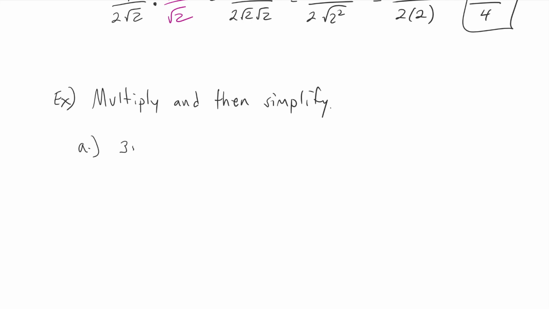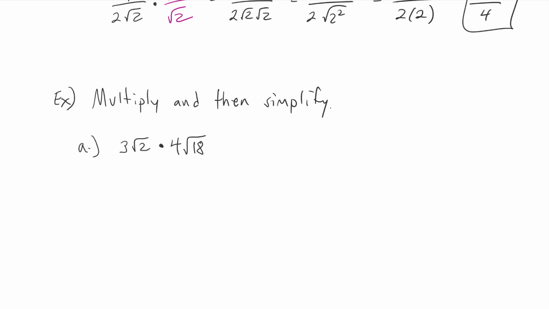So let's say I had 3 times the principal square root of 2 times 4 times the principal square root of 18. What we're practicing here is how to multiply two principal square roots together. And then if we need to, we're going to simplify that. Often we will, there'll be some simplification we can do, but not always.